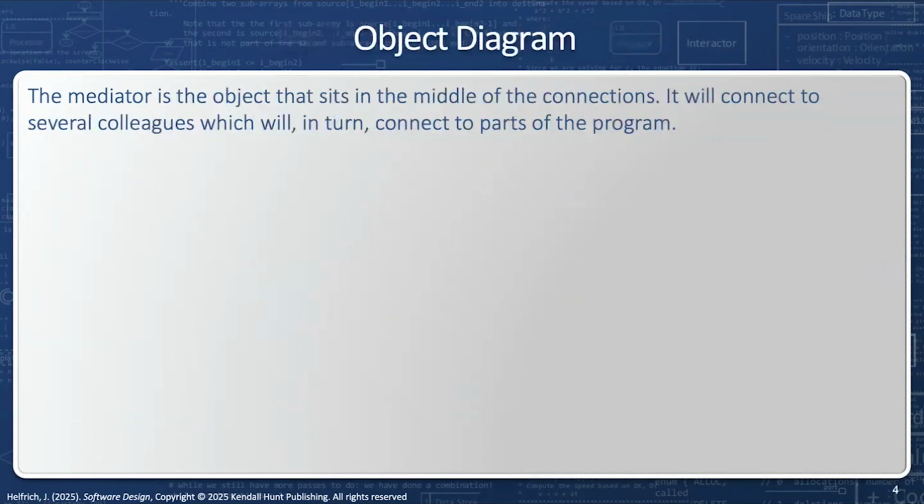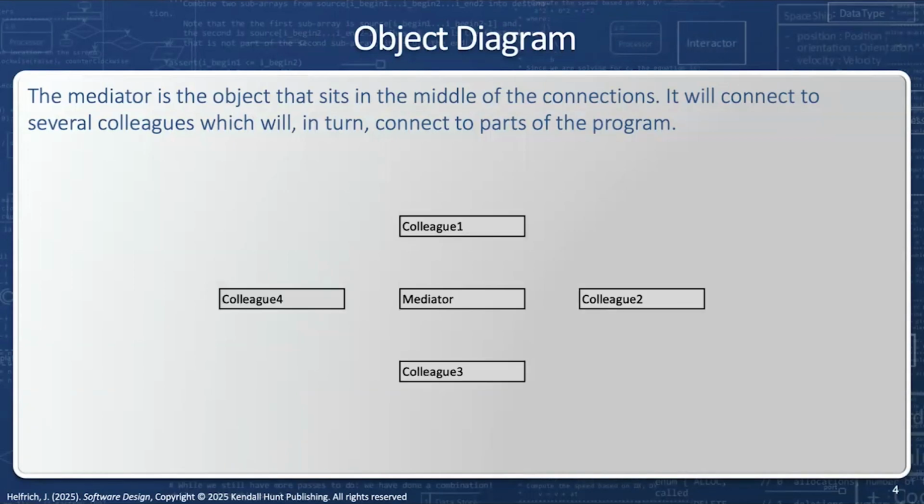So how are we going to implement this? Well, first of all, we're going to start with an object diagram. The mediator is the object that sits in the middle of the connections, and it will connect to several colleagues. And we'll have colleague 1, colleague 2, colleague 3, and colleague 4. So the mediator will have a reference to each colleague, so the mediator can contact each colleague as needed. And the colleague will also have a reference back to the mediator, so the colleague can contact the mediator as needed.